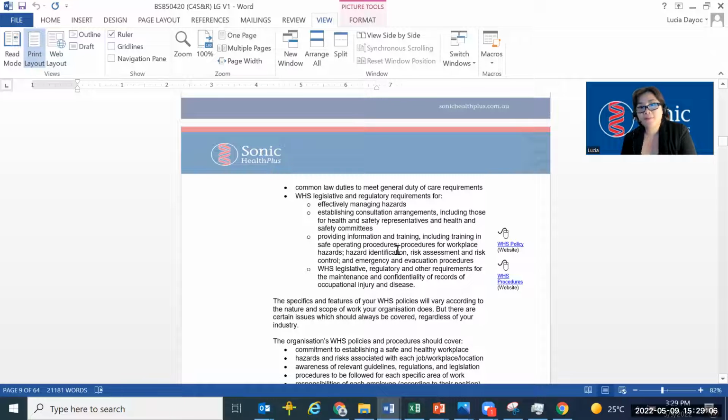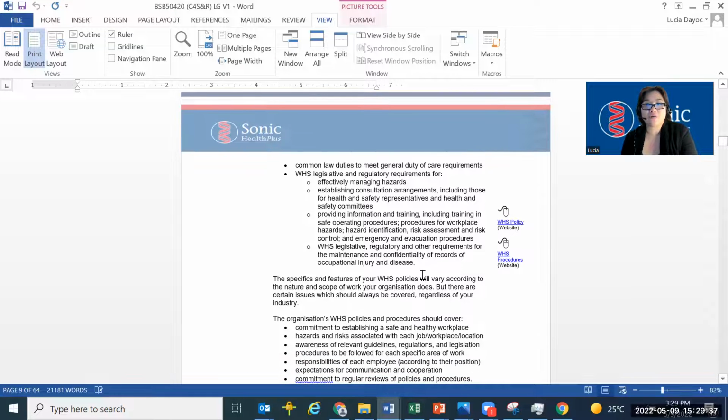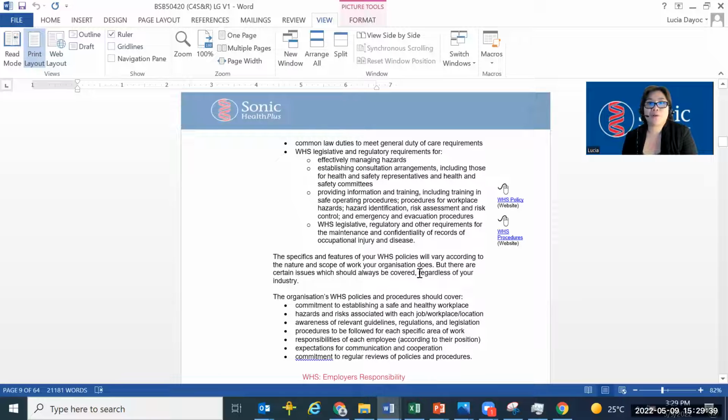operating procedures, SOP. We've got procedures for workplace hazards, hazard identification, risk assessment, and risk control, and emergency and evacuation procedures. It is a regulatory requirement that should be covered in the manual. We must cover those things. And then we've got other requirements for the maintenance and confidentiality of records of occupational injury and disease, which absolutely relates to Sonic Health Plus. So we've got that there.